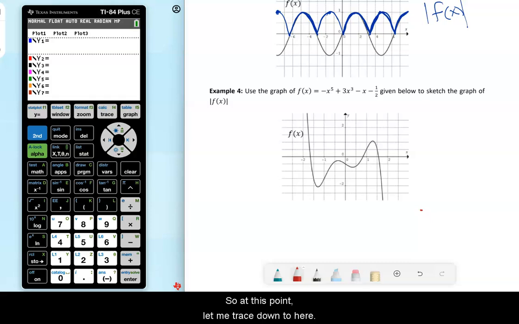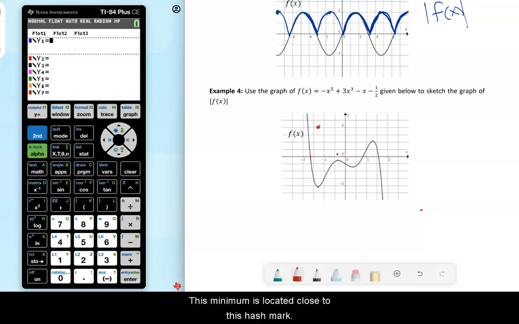So at this point, let me trace down to here. That is my first local min coming in from the left. It looks like it is at -1.25 perhaps, -2. So I'm going to take this and flip that up to 2. I need another point to figure out what's going on. So I'm going to take this local maximum, and that local maximum happens just this side of that grid mark, and it's not too far below the first grid mark on the y-axis. So I'm going to flip it to right here.